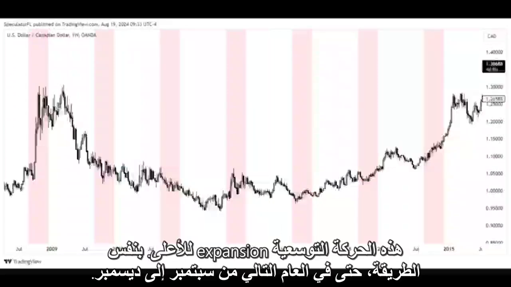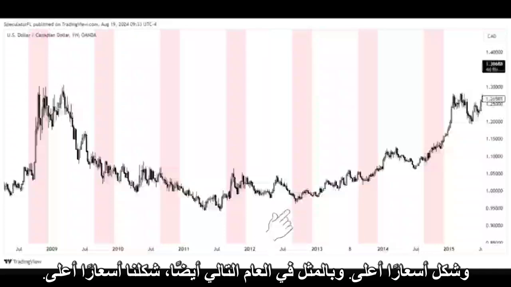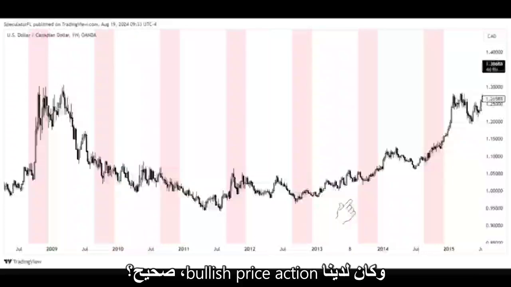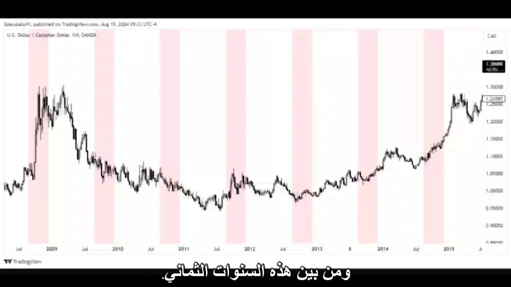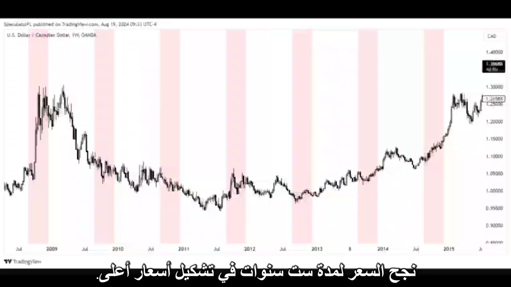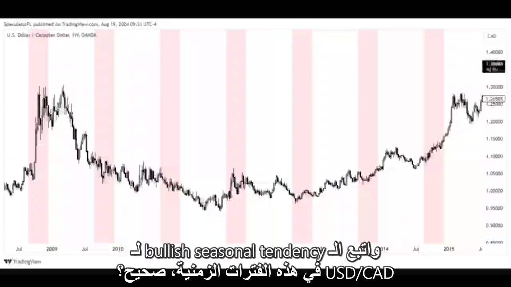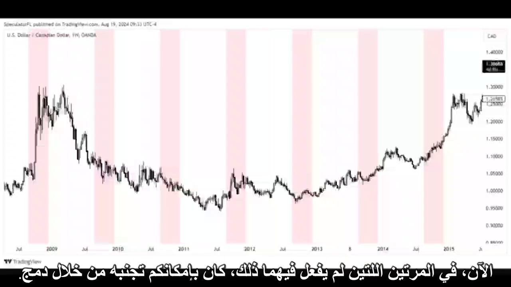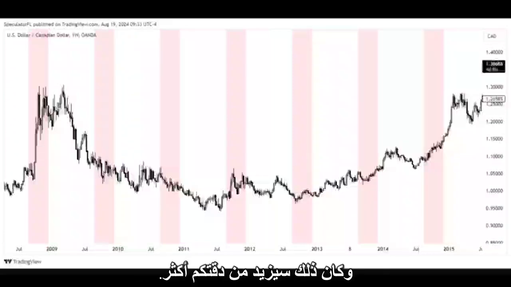In the same manner, even next year from September to December, price followed the bullish seasonal tendency for this particular time for USD CAD and formed higher prices. Similarly, next year as well, we formed higher prices and had bullish price action, right? So right here you can see that throughout 8 years' worth of data, price for 6 years successfully formed higher prices and respected the bullish seasonality, and followed the bullish seasonal tendency for USD CAD at these time windows. Now the two times it did not, you could have avoided it by integrating it with key levels, daily ranges, and so on, and that would have increased your accuracy even more.